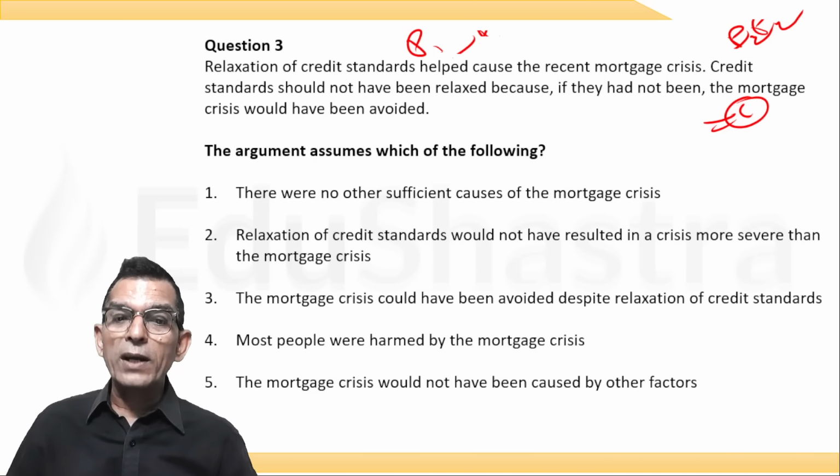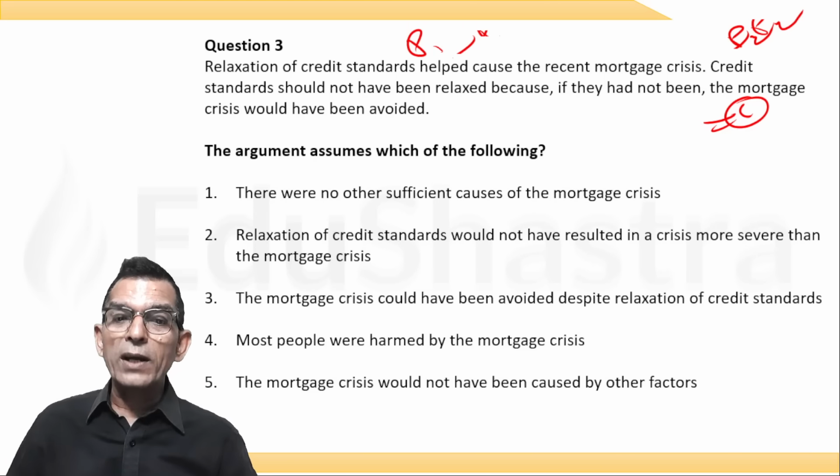Why not one? Use it. Sufficient causes. Okay, look at the words. The first one can also be correct. Think about it. There were no other sufficient causes of the mortgage crisis. The mortgage crisis would not have been caused by other factors. Both the sentences look the same.